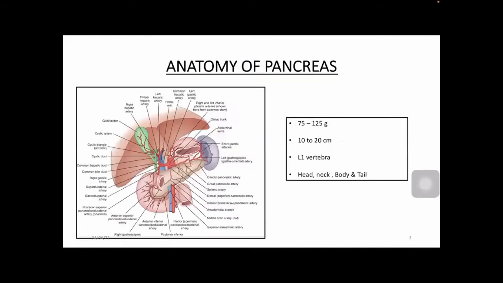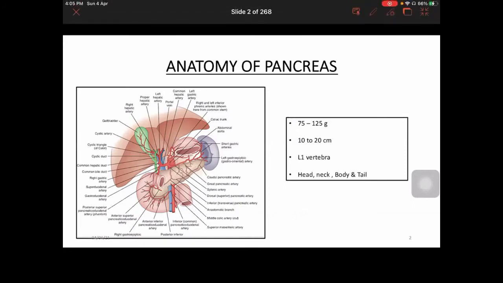Since it's a general surgery based class, I made sure my notes and points cover the concepts as well as the important points which can appear as an MCQ in your exams, from the common general surgery textbook which you have to follow in your curriculum. Fine. So first, let's start with the anatomy of the pancreas.